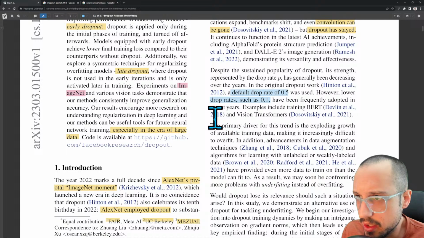Examples include BERT and vision transformers. I assume BERT and vision transformers have a dropout rate of 0.1. The primary driver for this trend is the exploding growth of available training data, making it increasingly difficult to overfit.